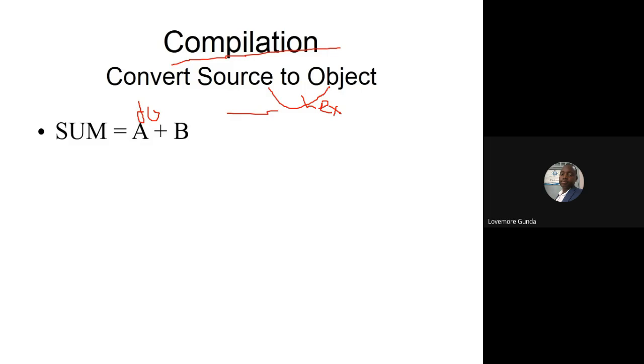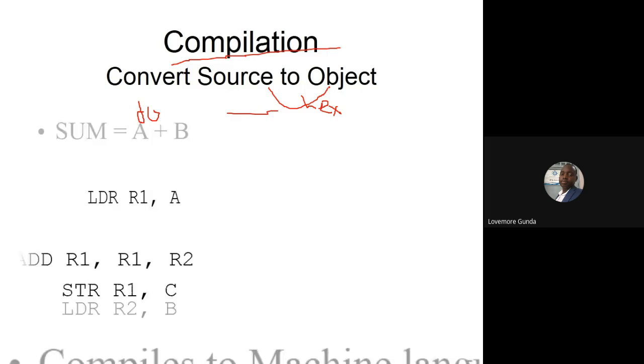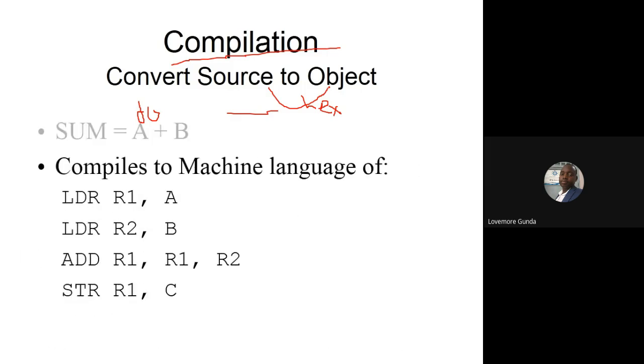Let's look at an example. Let's say you sum A plus B, right? Then this compiles to machine language: load register 1 with A, load register 2 with B, add register 1 and register 2, and store your results in R1.